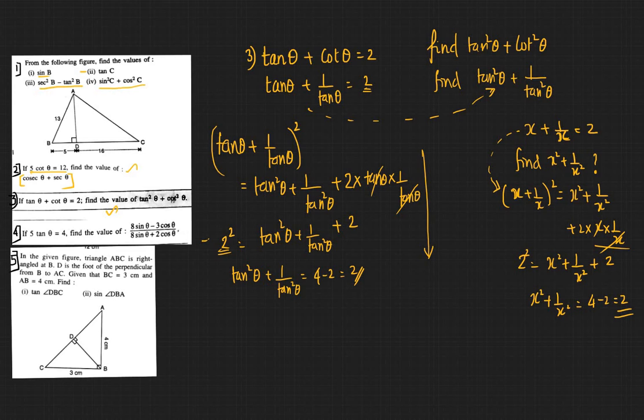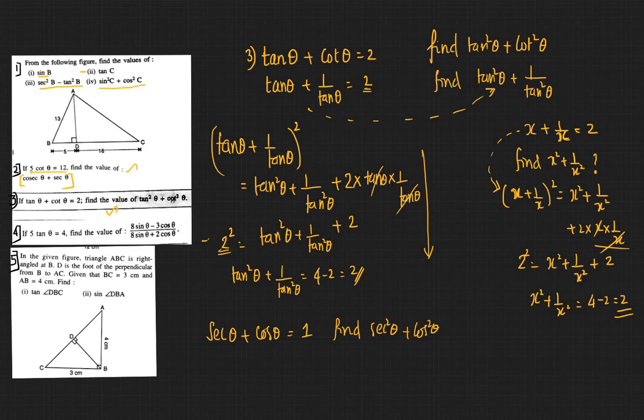Now, your answer would not be very different if I were to ask you: let secant theta plus cos theta be equal to, let's say, 1, and find secant squared theta plus cos squared theta.